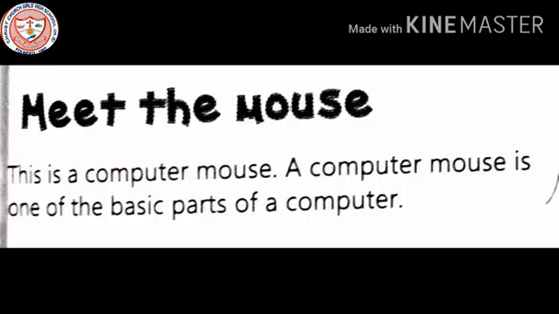Now let's see in the book, Meet the Mouse. This is a computer mouse. A computer mouse is one of the basic parts of a computer. Now, you have learned there are 4 main parts of a computer: mouse, keyboard, CPU, and monitor. One of the basic parts of a computer is the mouse.